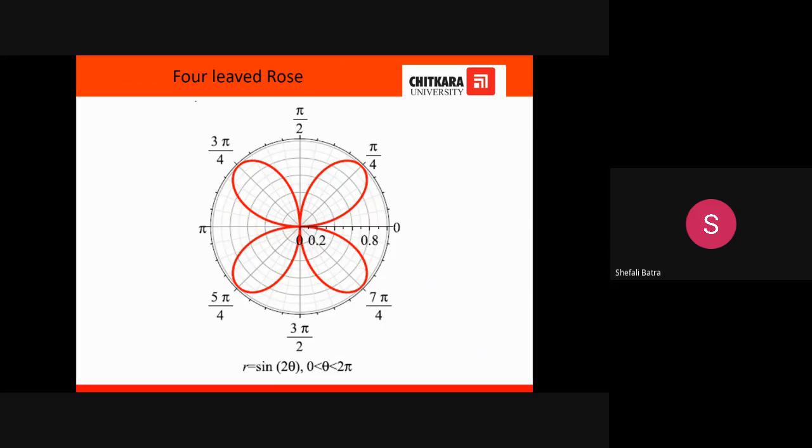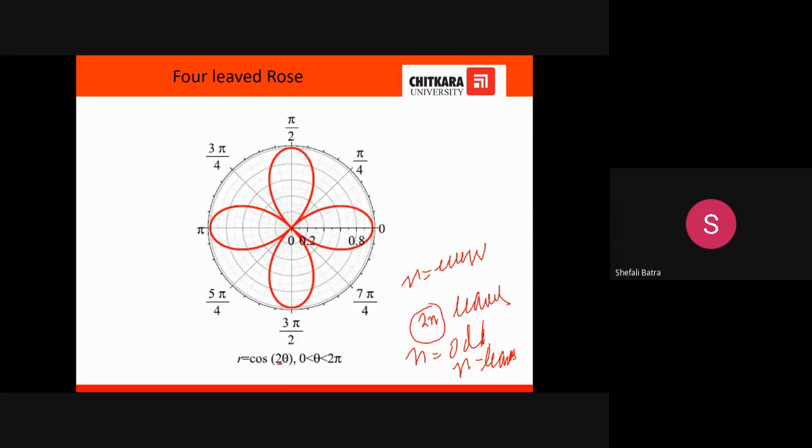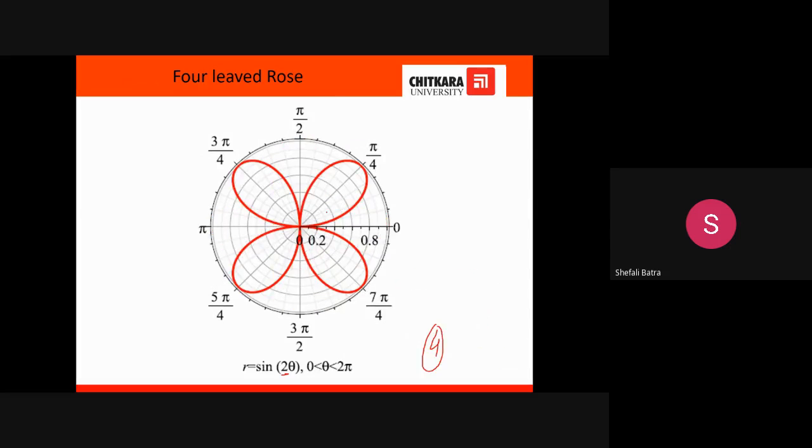Similarly, this is a 4-leaved rose. Again, r is equal to sin 2θ. It is even, so again you'll be getting 4 leaves. Now see the difference. These leaves are not on the x-axis and y-axis; they would be on π/4, 3π/4, 5π/4, and 7π/4. Why? You know well, because of this θ and 2.